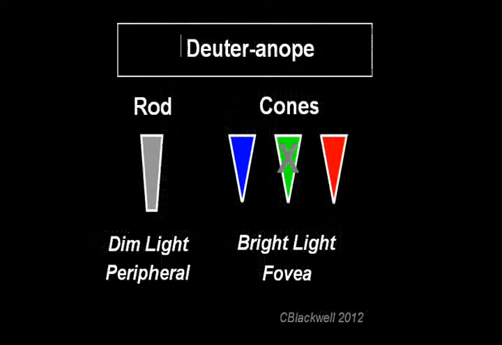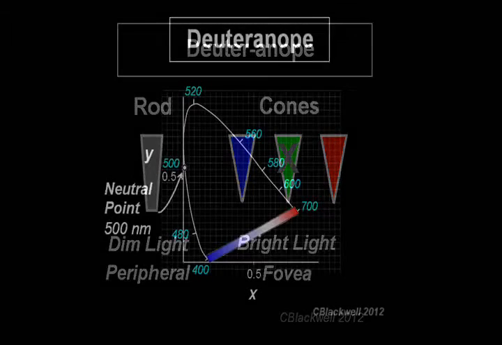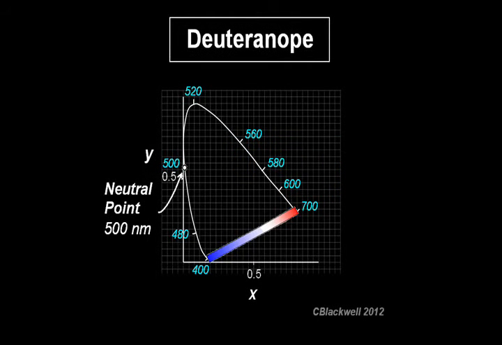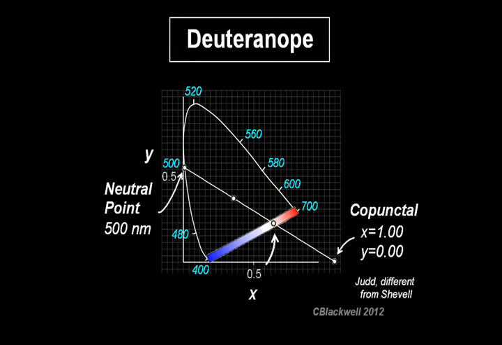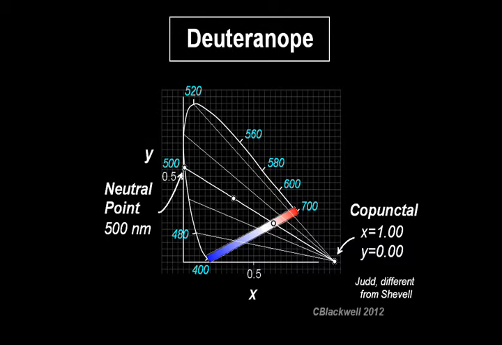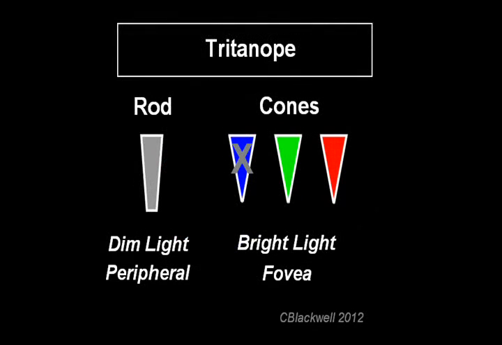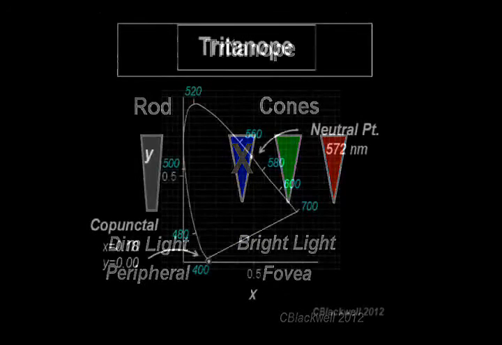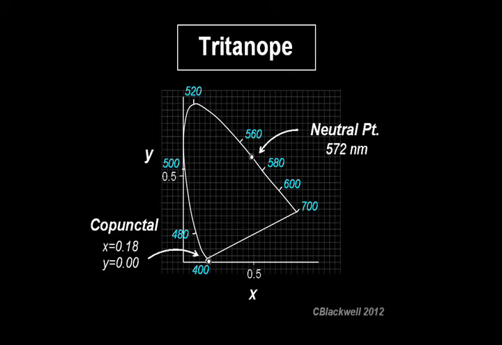If the green cone is missing, the person is called a deuteranope. There are two neutral points, one at 497 nanometers along the spectrum locus, and another on the purple line along the bottom. Different authors give different values for this copunctal point. The confusion lines look like this. And if the blue cone is missing, the person is called a tritanope. Here are the neutral and copunctal points. And here are the confusion lines.